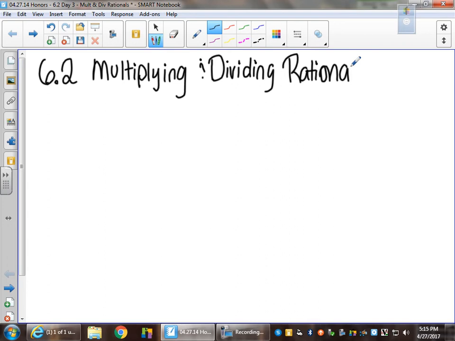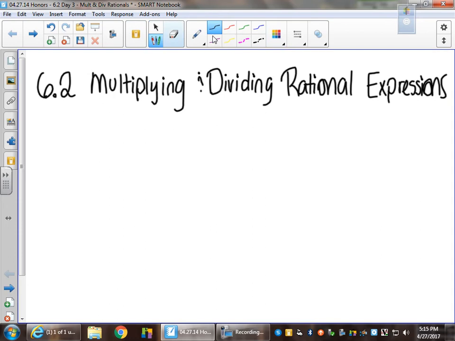Rational expressions. And if you're keeping track of what day this is, day 3 of the section. A couple notes to write before we actually get into practicing. We're going to look at one operation at a time.